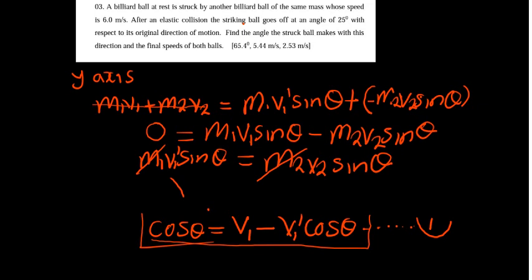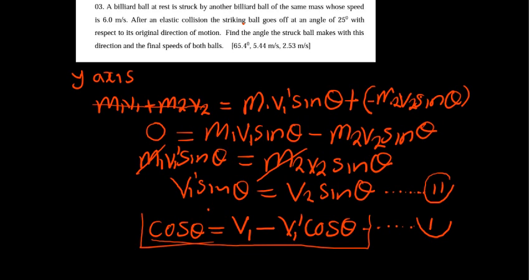Therefore, our equation is simplified to v1 prime sine theta is equal to v2 sine theta. So we're going to label this as our equation 2. And we shouldn't forget that we also need to solve for sine, the unknown angle in this equation 2.